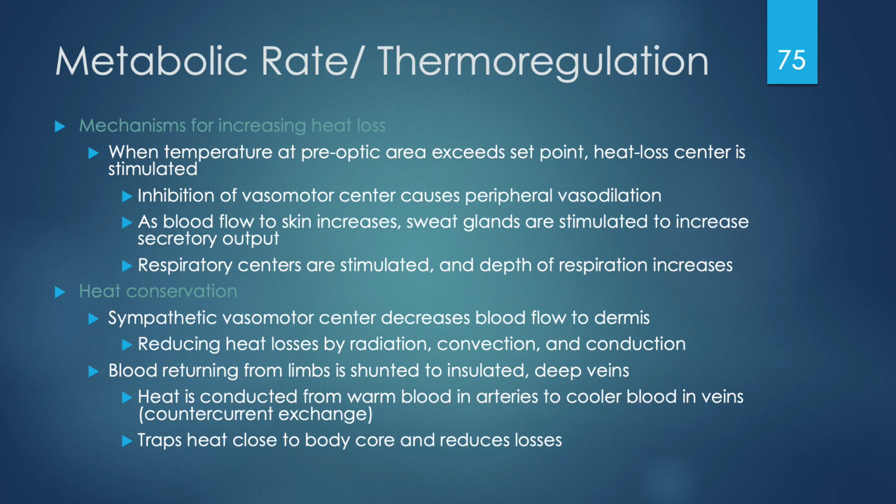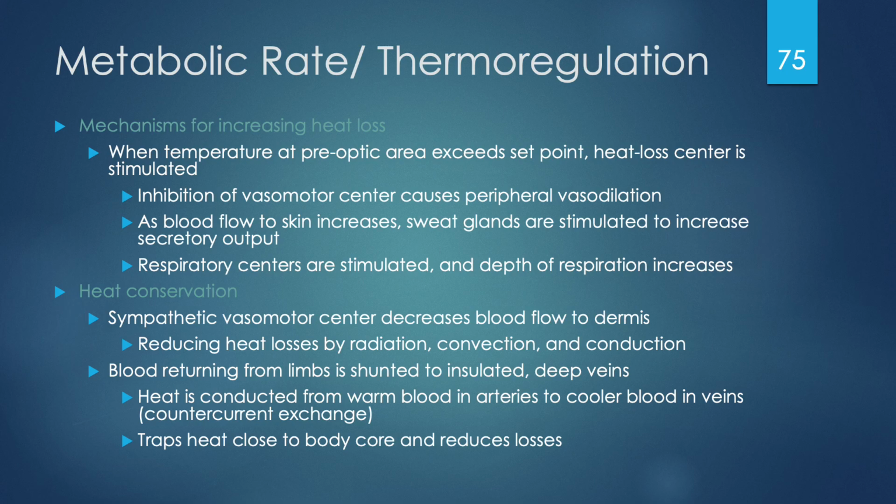You can only gain or lose heat. So if we want to increase our heat loss to cool down, what happens is when our preoptic area in our hypothalamus senses that a certain set point has been exceeded, then our heat loss center gets stimulated. And this does a number of things. It inhibits the vasomotor center, and that causes peripheral vasodilation.